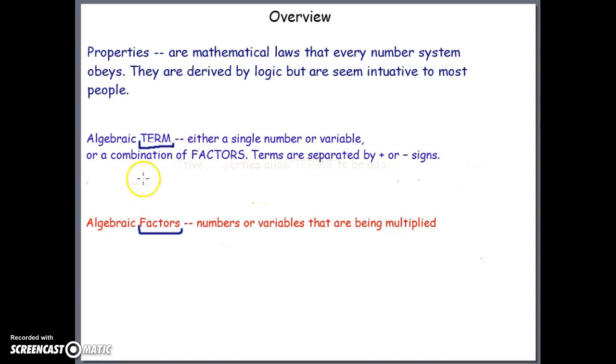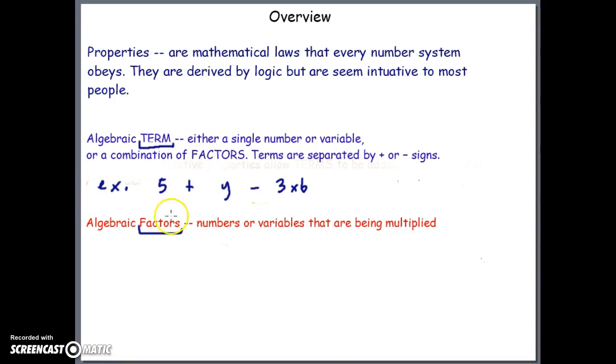An algebraic term is either a single number, so an example would be like 5, or a variable like y, or a combination of factors. So a combination of factors could be something like 3xb, right? This is a combination of factors. And terms are separated by plus or minus. So here we have got our plus or minus signs.